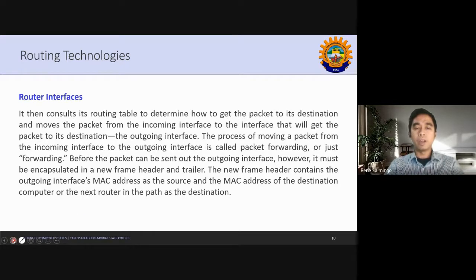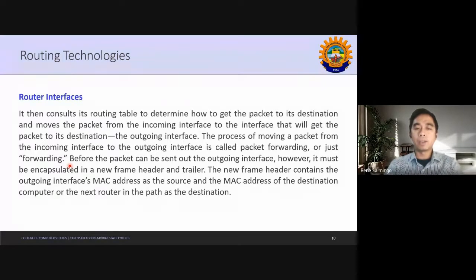After making a match for the packet, it consults its routing table to determine how to get the packet to its destination and moves the packet from the incoming interface to the interface that will get the packet to its destination, or what we call the outgoing interface. The process of moving a packet from the incoming interface to the outgoing interface is called packet forwarding, or just forwarding.